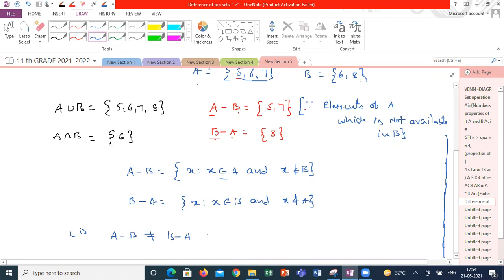Yes, sir. A minus B represents the set of elements of A which are not available in B. B minus A represents the set of elements of B. It is not always that A minus B is not equal to B minus A. There might be some cases, but not always. So I can say the difference of two sets is not commutative.